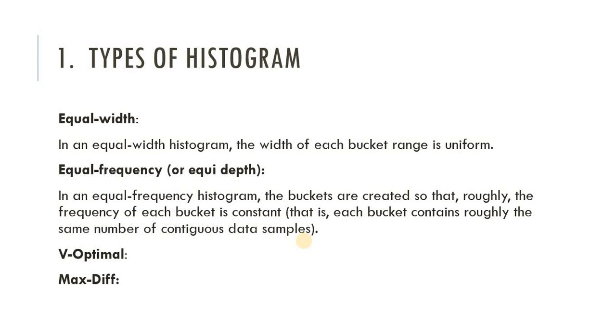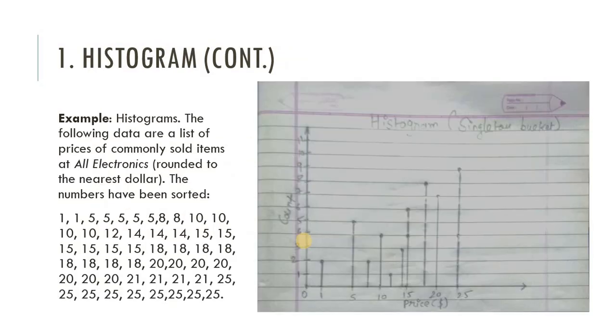Let's understand histogram with an example. Suppose this is data of an electronics company, and it is a list of prices of commonly sold items. The data is 1 1 5 5 5 8 8 10 up to 25. Each value is repeated many times, so we can represent this data with a histogram. I have already created this histogram of the data. This histogram is called the singleton bucket histogram. So what is the singleton bucket histogram?